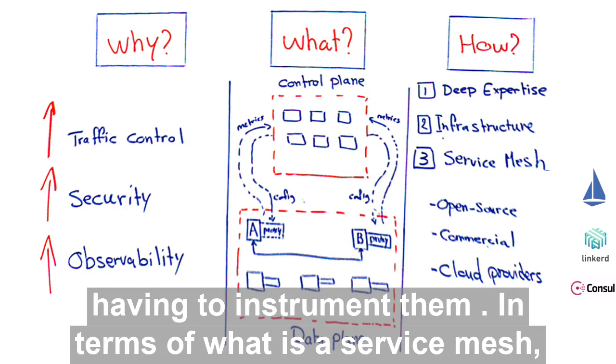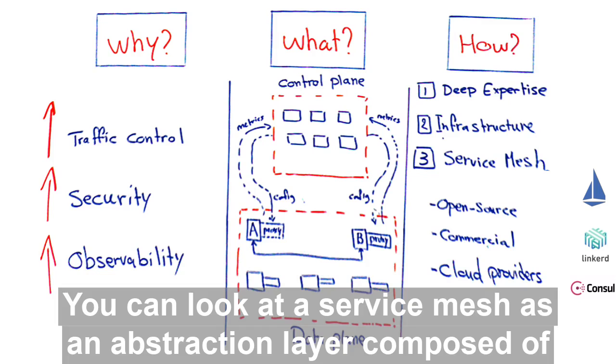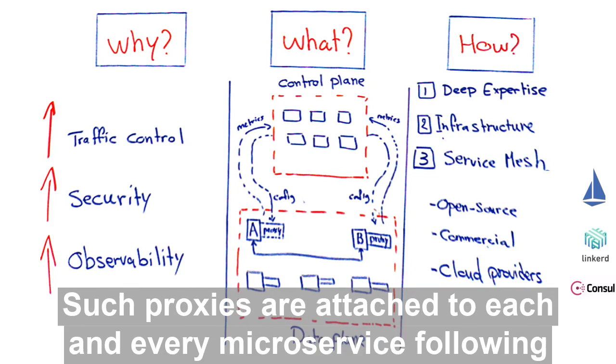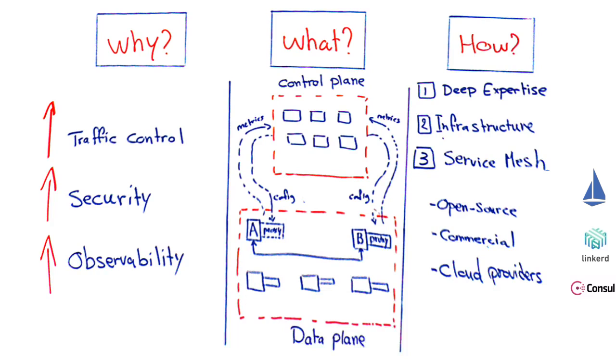In terms of what is a service mesh, you can look at a service mesh as an abstraction layer composed of a collection of proxies that can abstract away the underlying network. Such proxies are attached to each and every microservice following the sidecar design pattern.